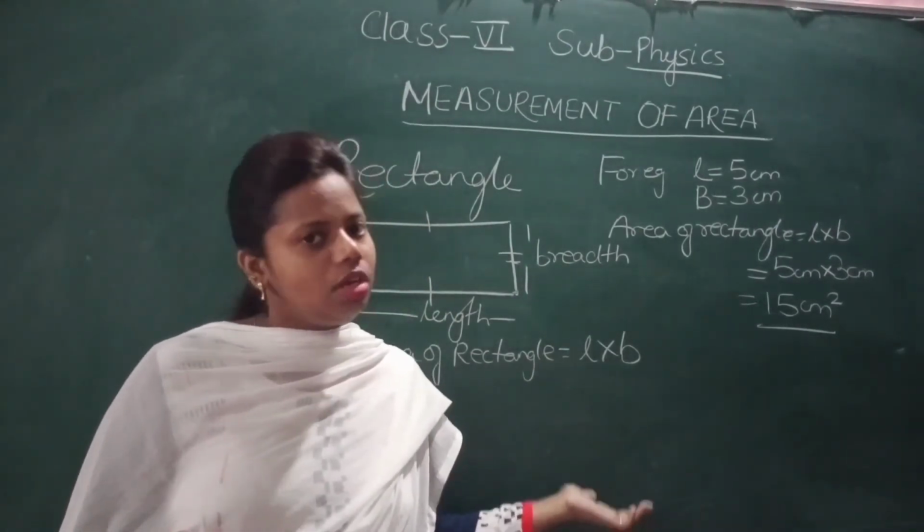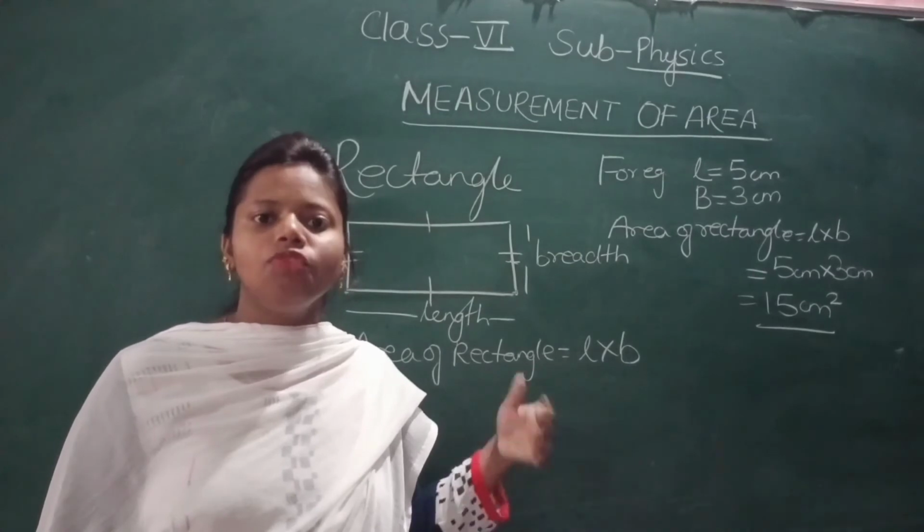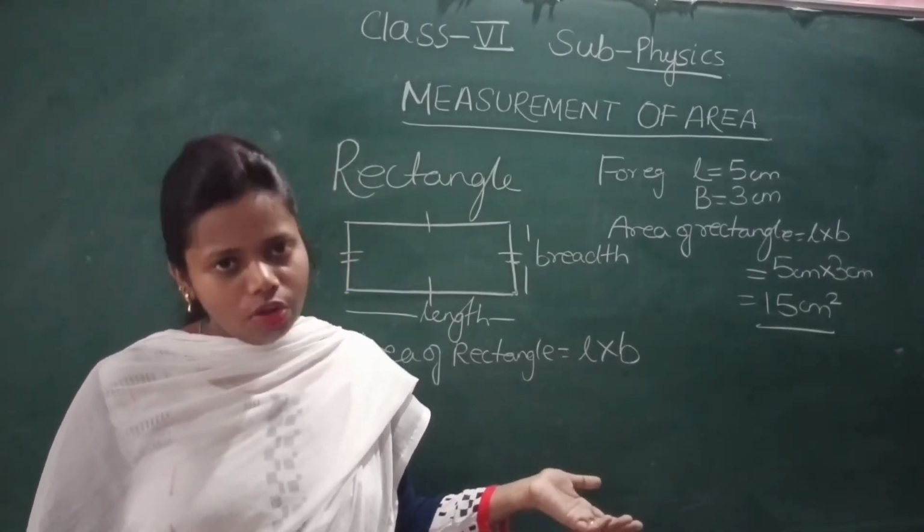This is how to find the area of regular objects by using formula. There is also a formula for triangle and circle.